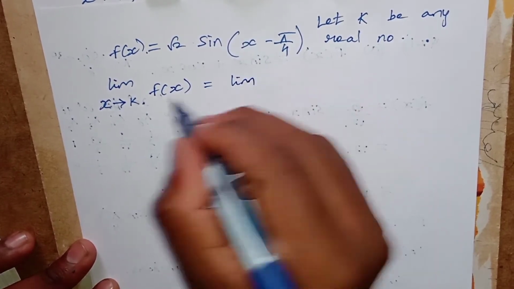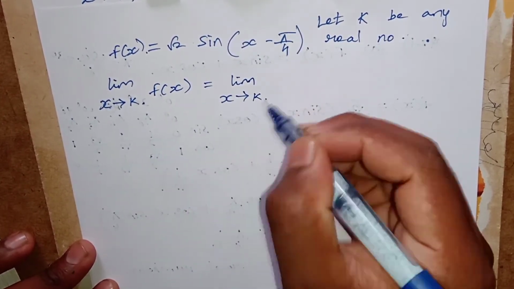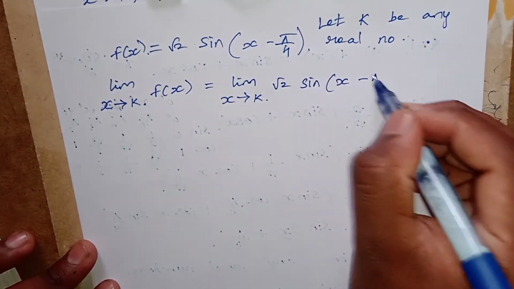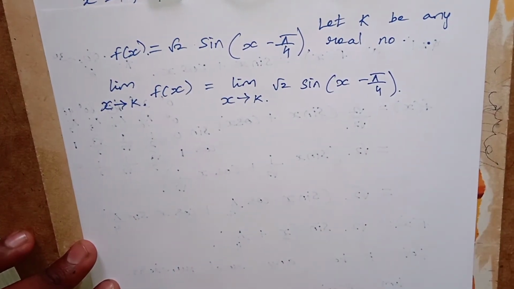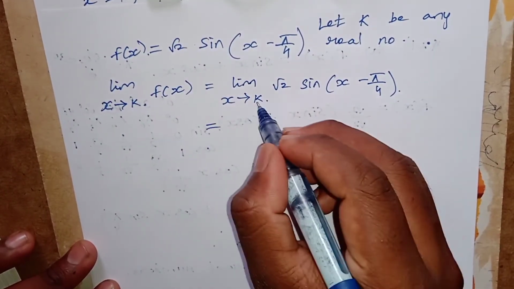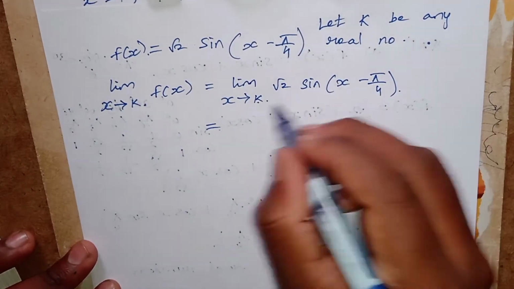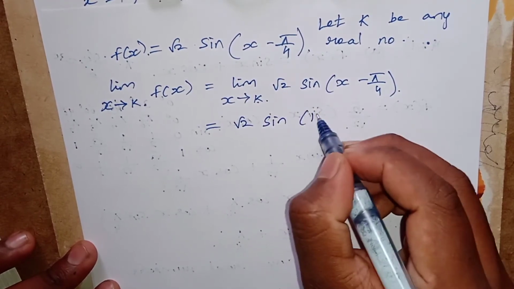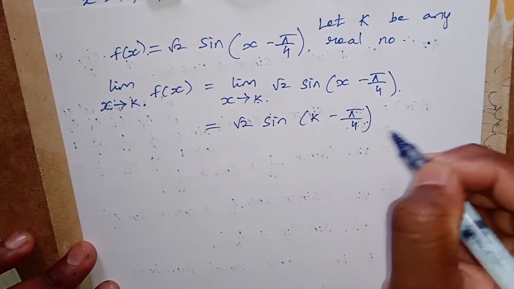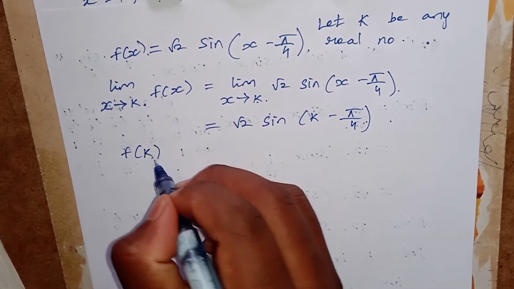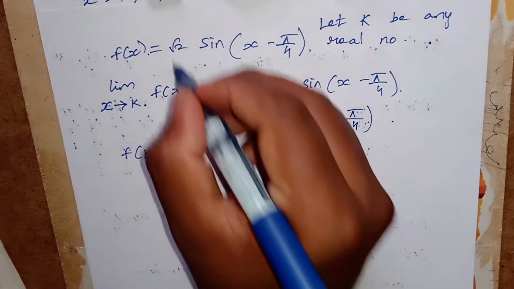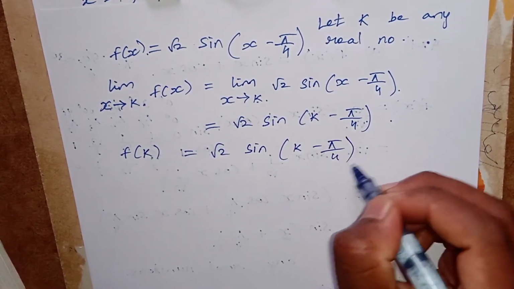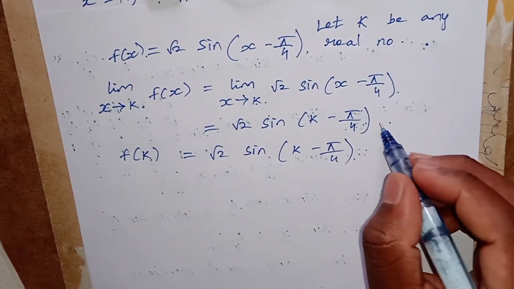Here in the place of f of x we have to substitute root 2 sin(x minus pi by 4). Now you have to substitute the value of k in the place of x. Therefore root 2 sin(k minus pi by 4). Okay, next f of k. f of k is nothing but root 2 sin(k minus pi by 4). In the place of x we have to substitute k.